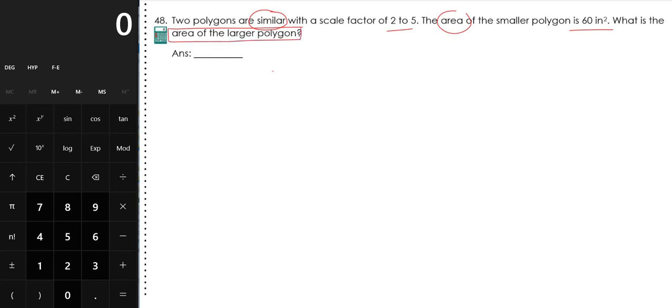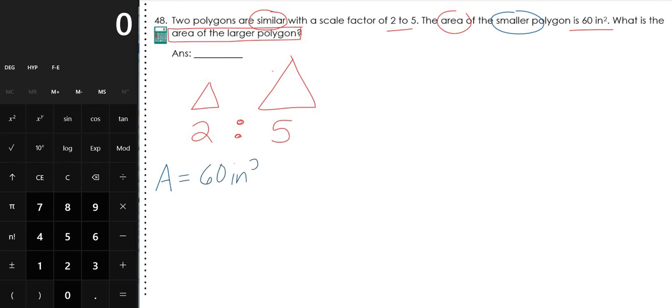So this is our ask. Now, I want to go ahead and draw a quick little visual. I'm going to make our two polygons triangles. And I'm going to go ahead and write out our scale factor, 2 to 5. Now remember, this is a scale factor for side lengths and for perimeters, but not for areas. They start telling us about the area of the different shapes. The smaller one, they said, is 60 inches squared. So I'm going to write down area equals 60 inches squared under our smaller polygon. They want you to find the area of the larger polygon, which I'll call X.